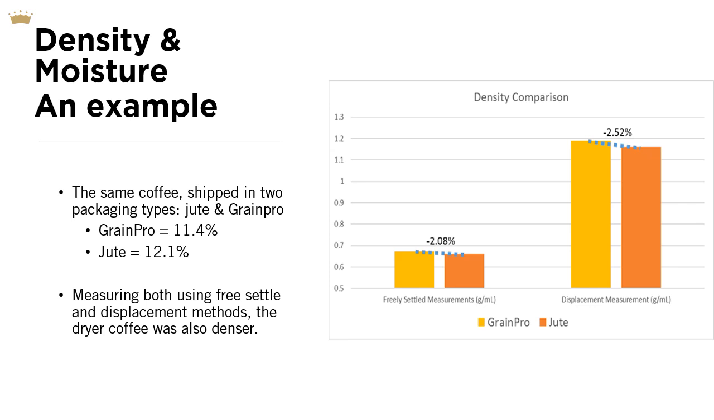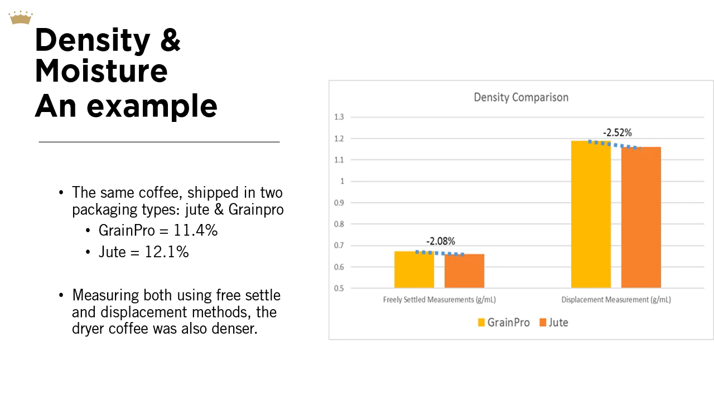So at the time of the experiment, the sample packed in GrainPro read 11.4%, while the jute sample was a little bit higher at 12.1%. So about a 0.7% difference in moisture content. Not a huge difference, but enough to be able to get some measurements on.